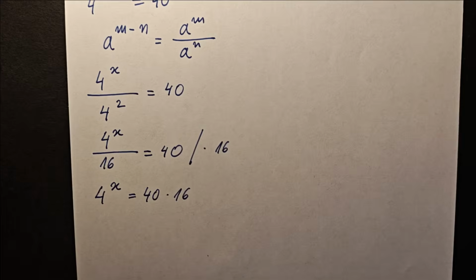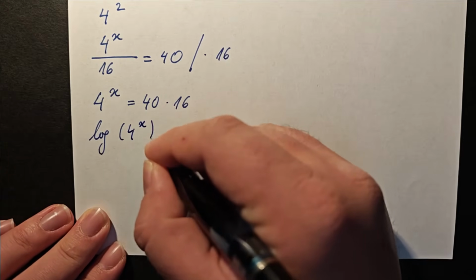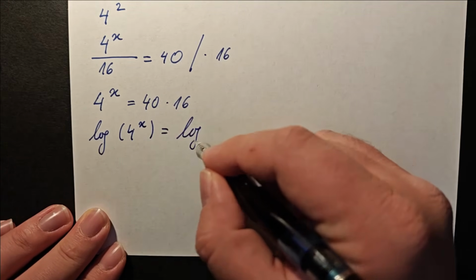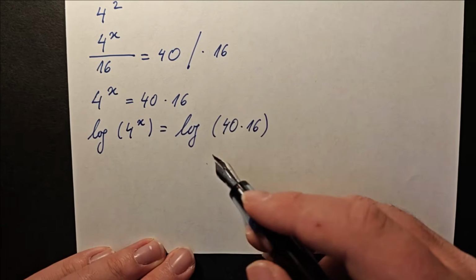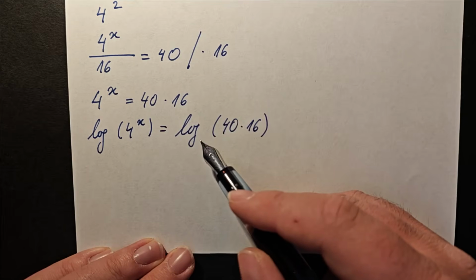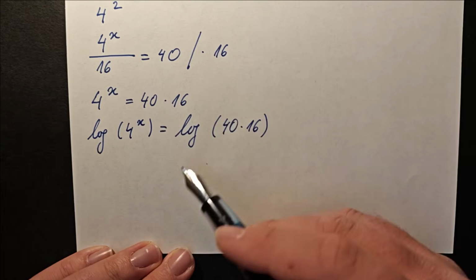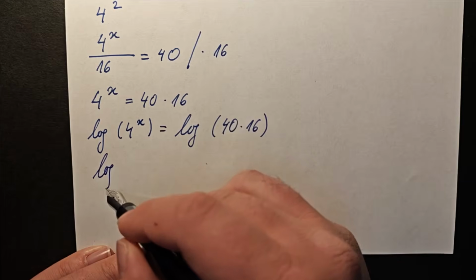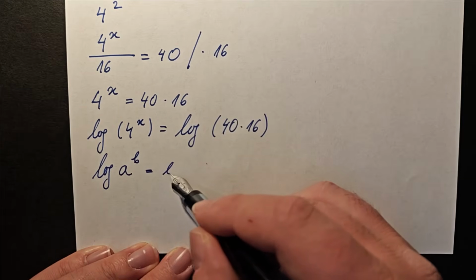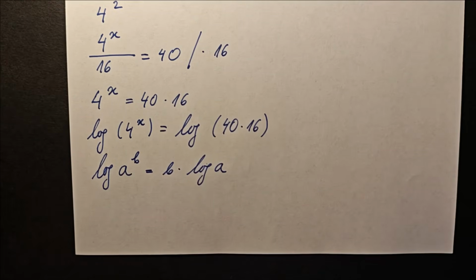And now we are going to take a logarithm of both sides of the equation. So we have that a logarithm of 4 to the power of x is equal to logarithm of 40 multiplied by 16. And remember the convention, when we don't write anything for the base of a logarithm, the base is equal to 10. Let's now apply the property of a logarithm, that a logarithm of a to the power b is equal to b multiplied by logarithm of a to the left side of the equation.